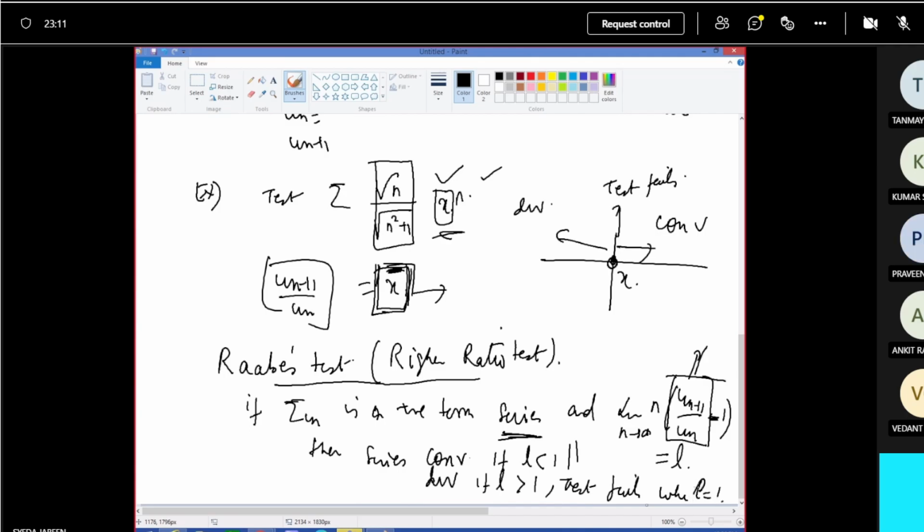Ma'am, because un plus 1 divided by un is equal to 1, the test fails in the ratio test. No, in that case, if you take the things directly from here, you are getting the value 0. That is different. But I'm taking that this part is a ratio part. So this is just the expansion. Why are they taking away a -1?